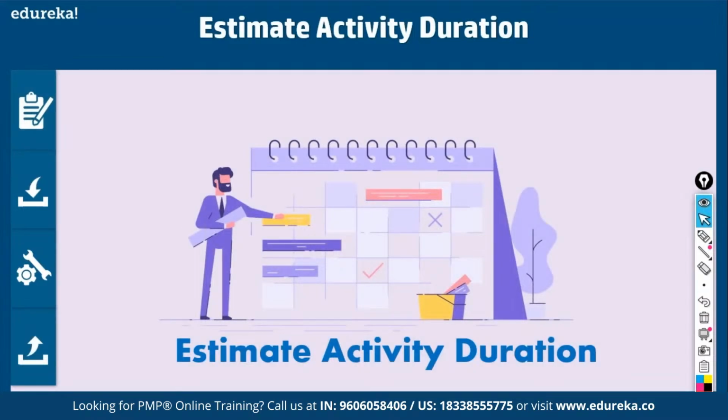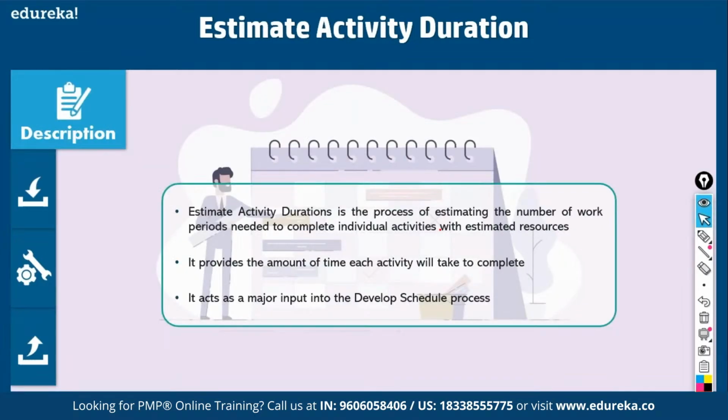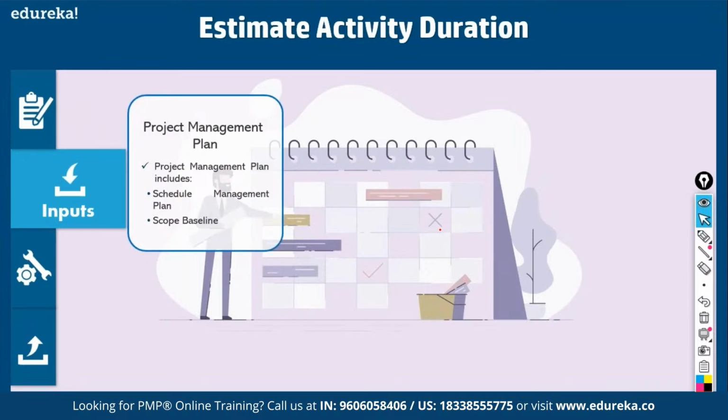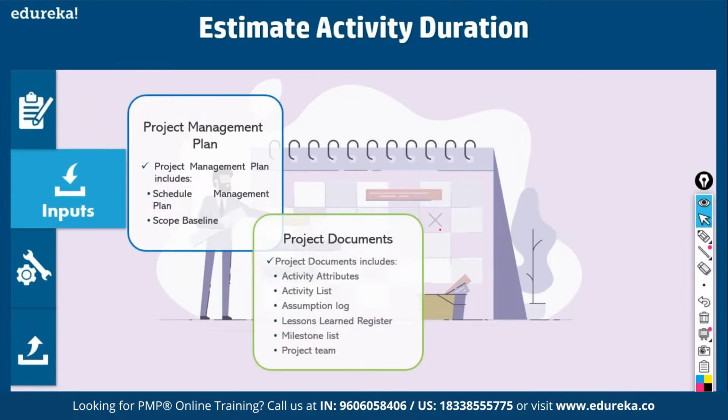Now we came up with network diagrams. You should get a confirmation about who will be working on these activities, and based on their productivity, you have to come up with durations. That is called estimate activity duration. This is a process of estimating the number of work periods needed to complete individual activities. What are the inputs? Project management plan, then project documents. For example, what do you need to come up with duration estimates? The list of activities, and the assumptions about productivity you have.